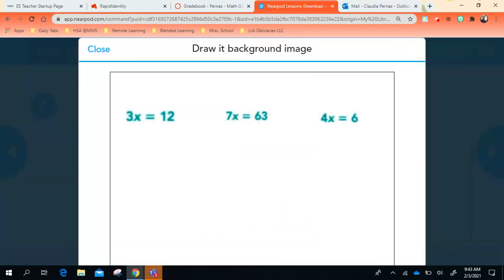Okay, so we're sticking to our balance system. We're not going to go back to the bars. So we're going to start by looking at 3x equals 12. So I want you to make sure you have 3x equals 12 in your notebook as an example. You can title it One Step Multiplication. Because I can't spell.